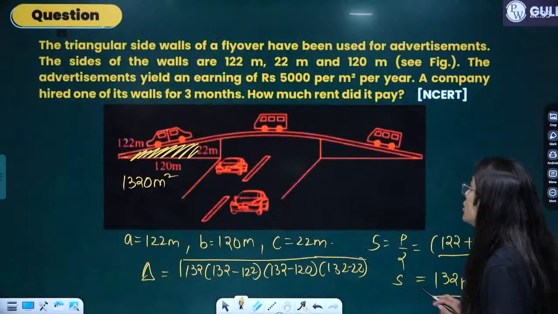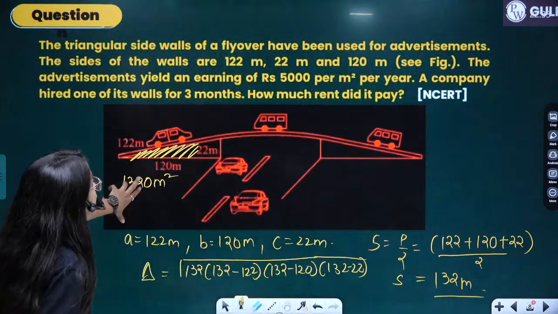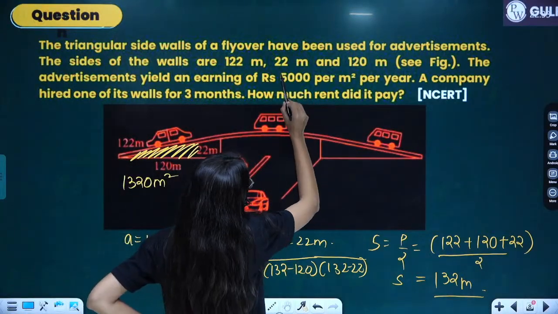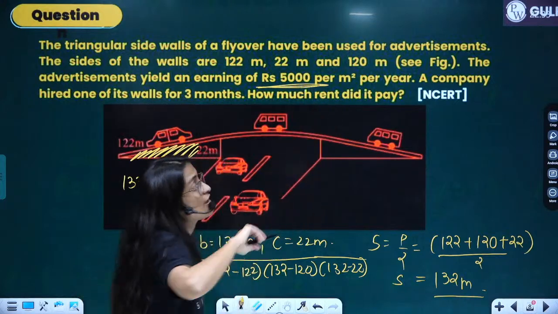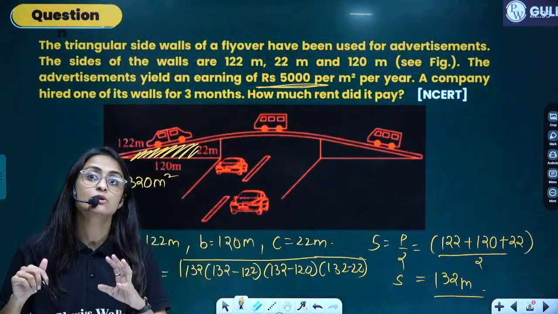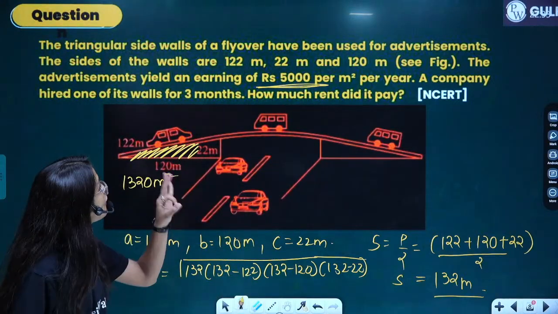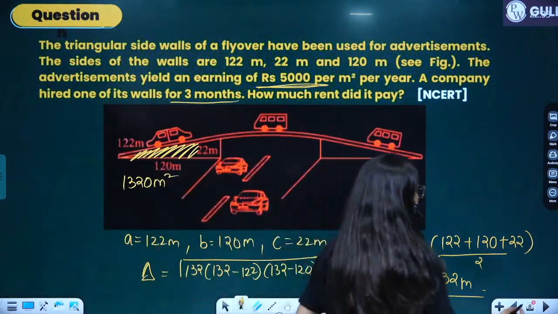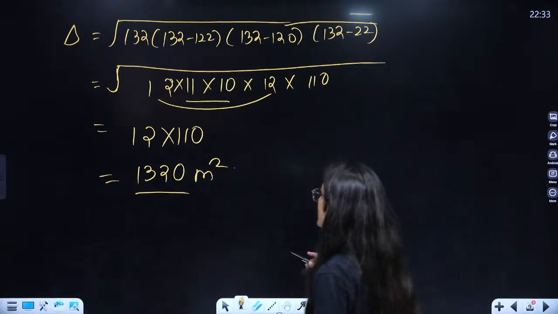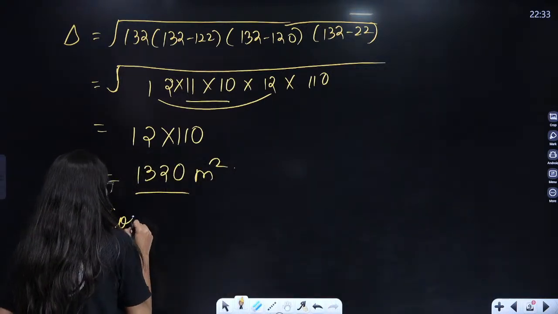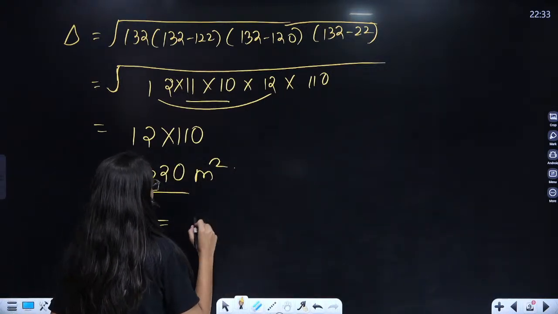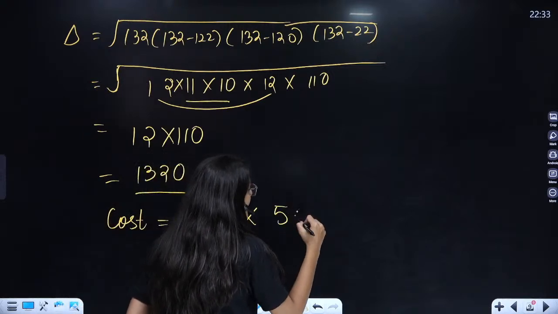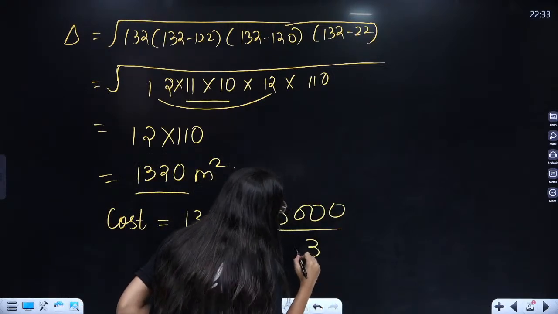Yeah. So now we just have the area. We need to find the cost. But see, they are paying rupees 5,000 per year, but we need to use this for 3 months. Right? So what will I do? I'll multiply this. Right? Cost is equal to 1320 multiplied by 5,000 divided by 3.